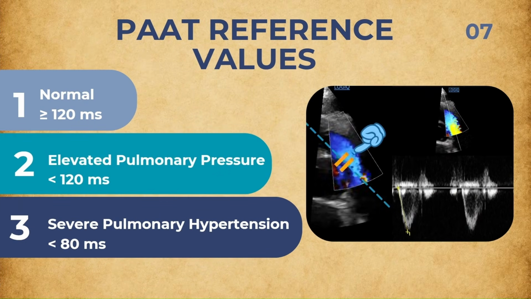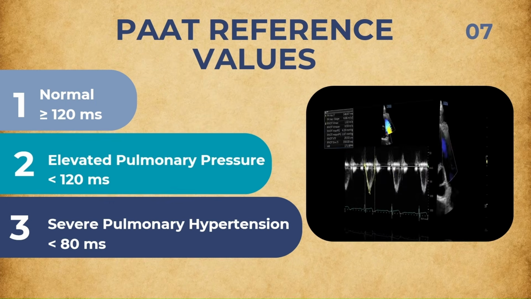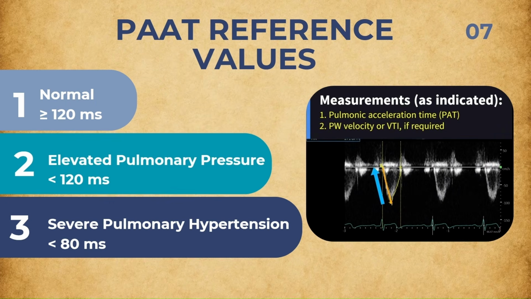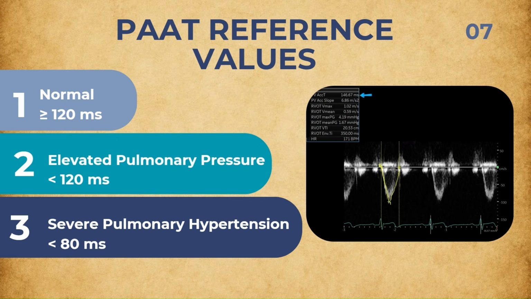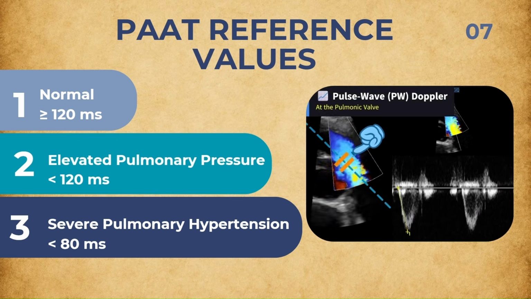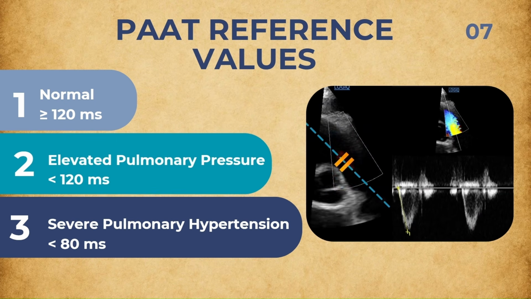PAAT reference values. Normal acceleration time is generally greater than 120 milliseconds. As pulmonary pressures rise, acceleration time shortens. Values below 100 milliseconds become increasingly concerning. Values below 80 milliseconds are often seen in severe pulmonary hypertension.